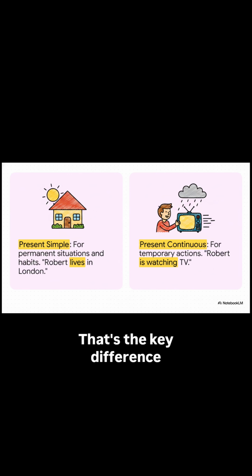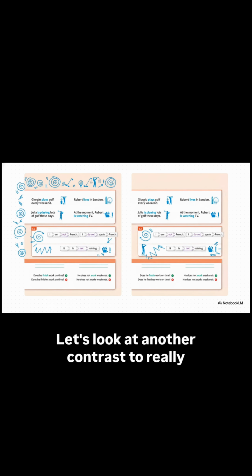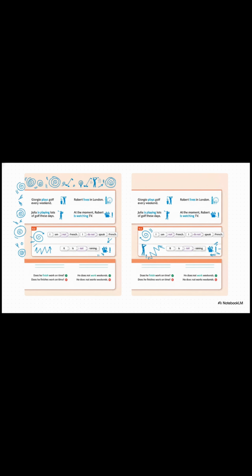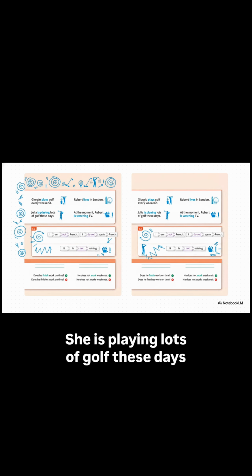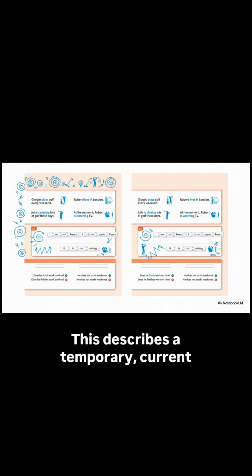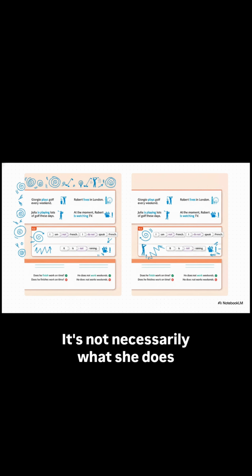That's the key difference. Let's look at another contrast to really nail this down. Giorgio plays golf every weekend. See? That's a habit, a routine. It's just what he does. So we use the present simple. But then look at Julia. She is playing lots of golf these days. This describes a temporary, current focus. It's not necessarily what she does forever, but it is what she's doing around this present moment.